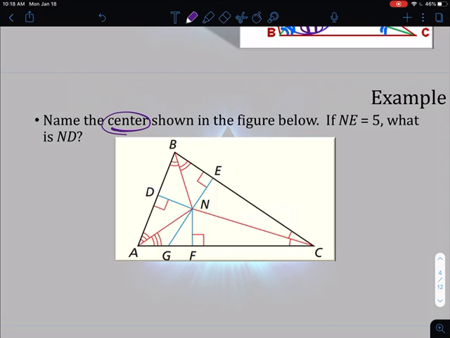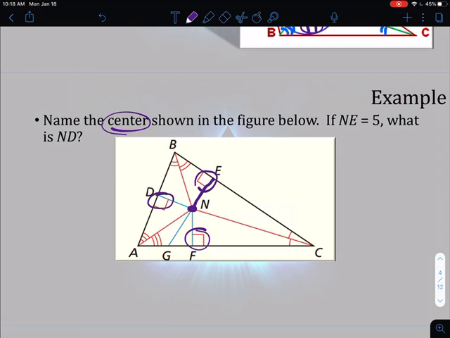So in this example here, it says name the center, or they'll say name the point of concurrency. What they're talking about is this point in the middle, point N. We want to know what type of center that is. So I've got either perpendicular bisectors or angle bisectors. Those are the only two things we've talked about so far. If I look at the picture, now I see these perpendicular markings, and so the inclination would be, okay, perpendicular bisectors.